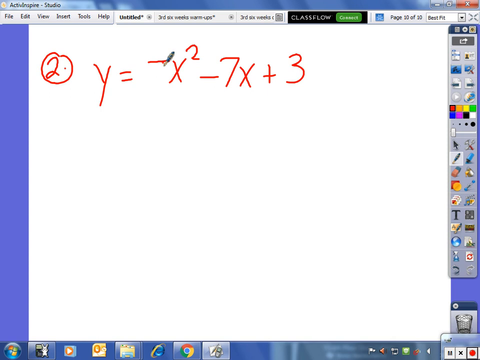I can't factor it, but I can try to do the quadratic formula. What is a? -1. What is b? -7. What is c? 3. Plug those in and let's figure out what we get here.